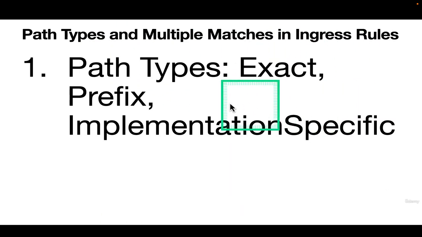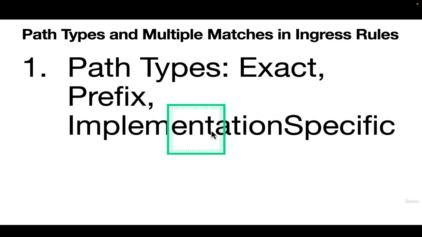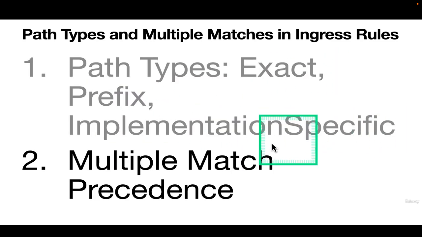Path types and multiple matches in Ingress rules. Path types determine how Ingress paths should match. The new path types include exact, prefix, and implementation specific. Multiple match precedence: when more than one path in an Ingress matches a request, the path with the exact match has the highest precedence. If there is no match, longest prefix match is prioritized.